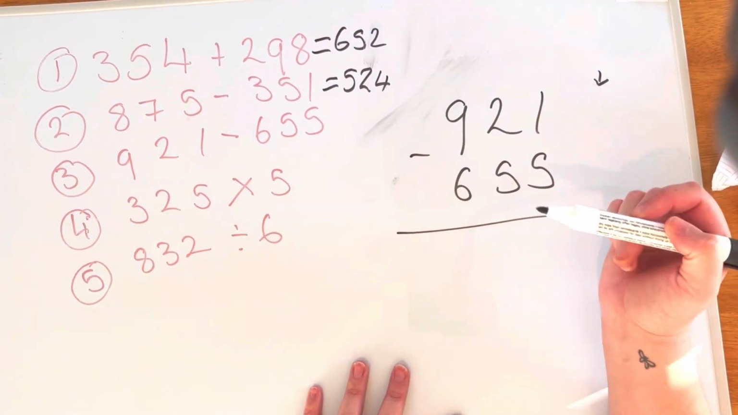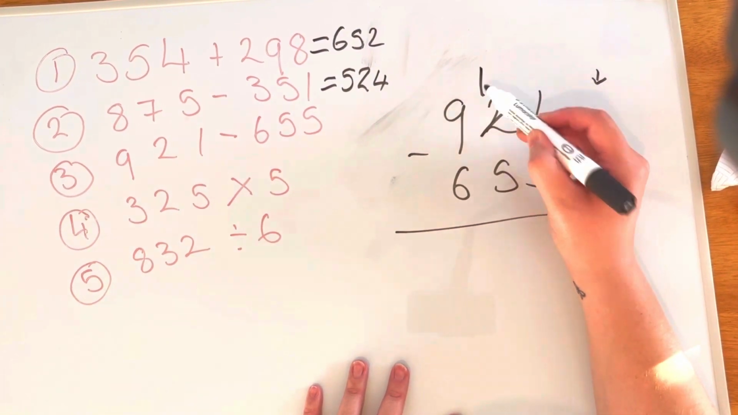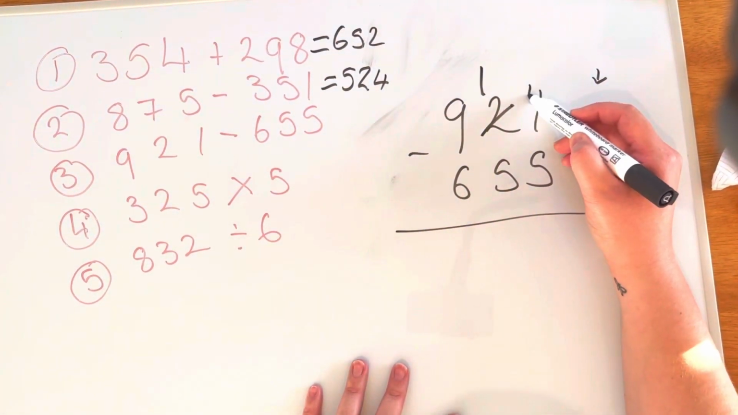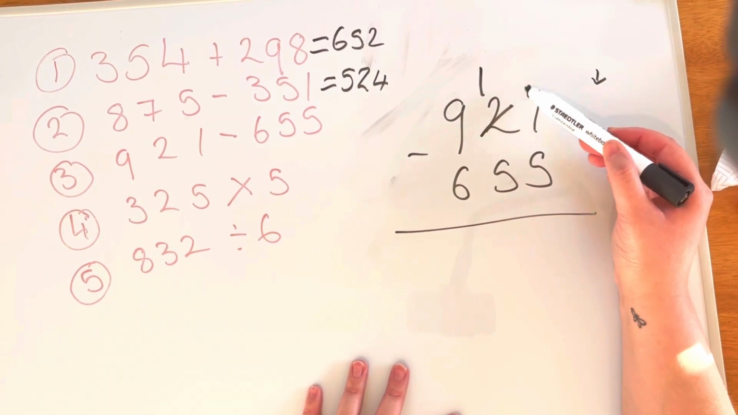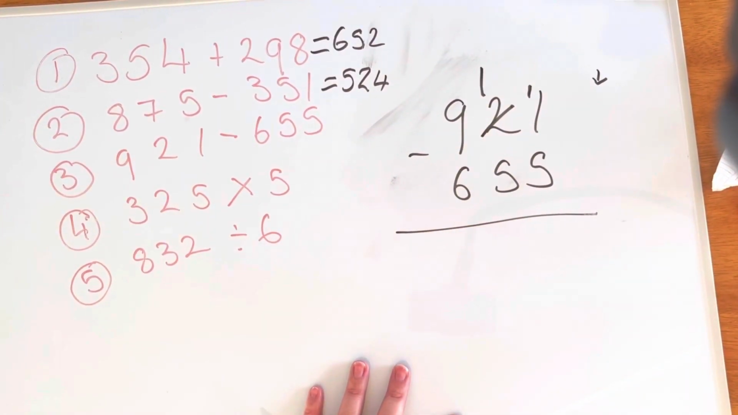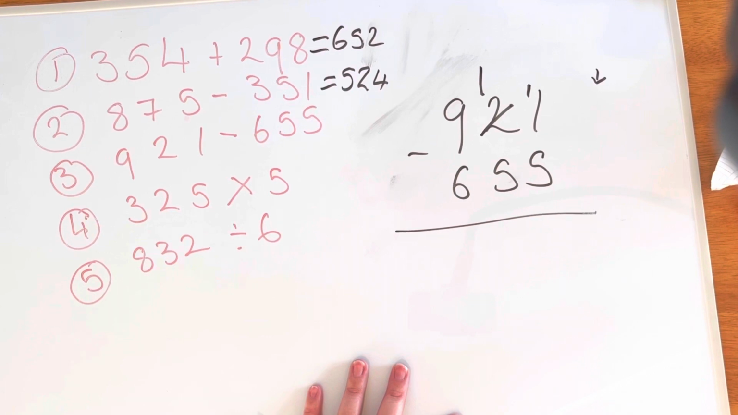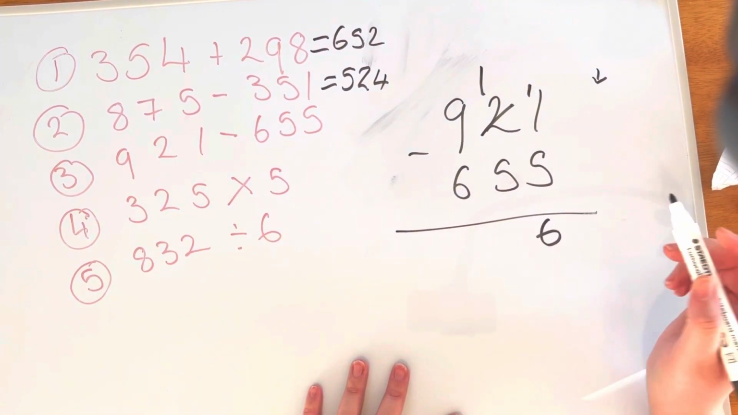We need to exchange one of our 10s, make that 1, and we put it with our 1. So this is now 11, because we have 1 10, 1 1, which makes 11. So 11 take away 5 is 6.